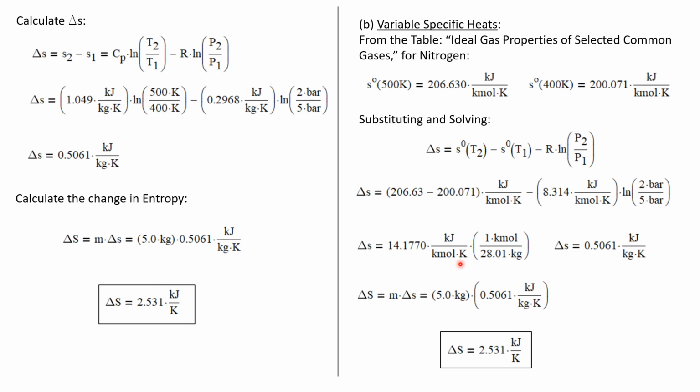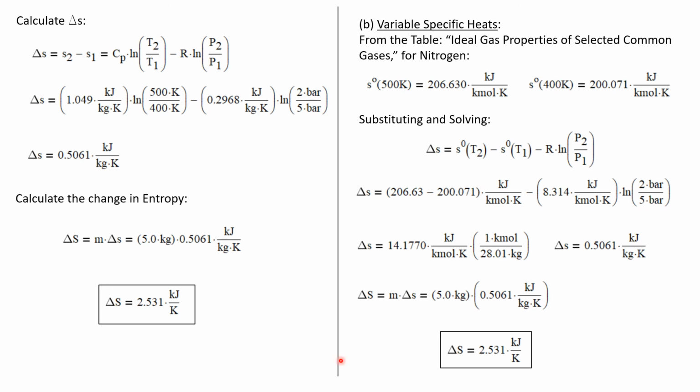Well, now I'm going to convert the mole unit to mass units. And I'll do that by dividing by the molecular weight, which has a value of 28.01 kilograms per kilomole. So I'm going to write that this way, and I calculate now that delta S is 0.5061 kilojoules per kilogram K. It's exactly the same value we got before. And to get the entropy change, we'll multiply the specific entropy change by the mass of the system, which was 5 kilograms. And once again, we get that delta S is 2.531 kilojoules per degree Kelvin.